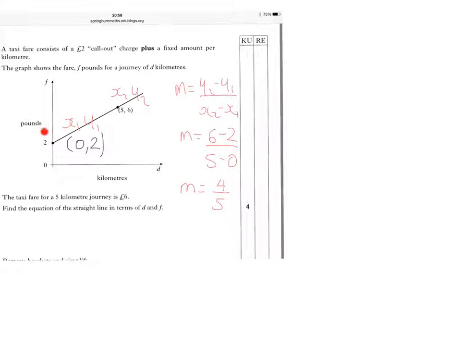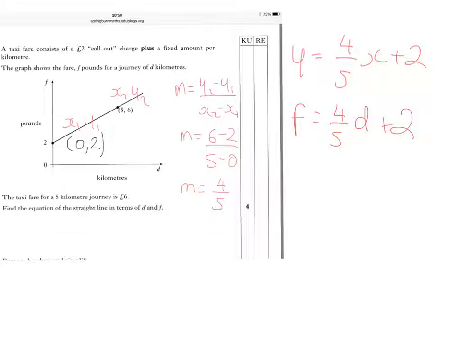I can clearly see that the y-intercept is 2. So into y equals mx plus c, and that's going to be y equals 4/5 x plus 2. I then need to check the y-axis is actually called the f-axis. The x-axis is actually called the d-axis. So I'll replace y with f and x with d. And f equals 4/5 d plus 2 is the equation of this straight line. And that's the end of the question.